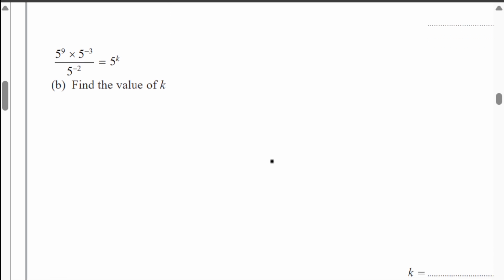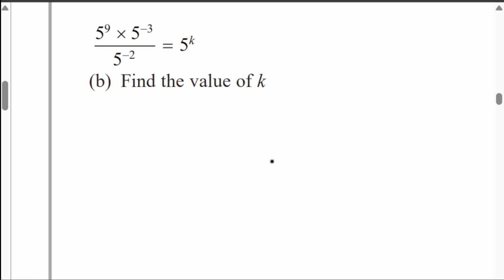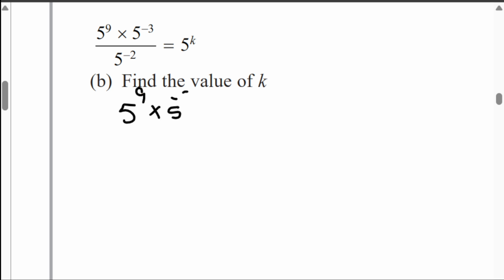5 to the power of 9. Let me just zoom in. 5 to the power of 9 times 5 to the power of -3 divided by 5 to the power of -2 equals 5 to the power of k. Find the value of k. This is indices. So 5 to the power of 9 times 5 to the power of -3 divided by 5 to the power of -2 equals.